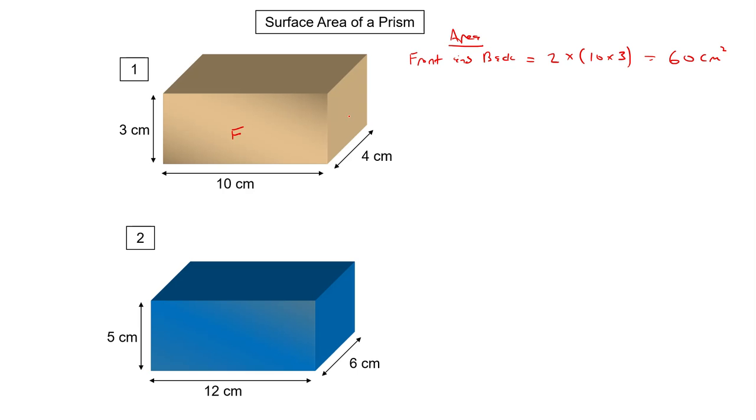Then we can look at the sides. So this side here is the same as the side we can't see over there. So we've got the 2 sides, which is equal to 2 of them times the area of the side, which is 4 times 3. 4 times 3 is 12. If we double 12, we get 24.